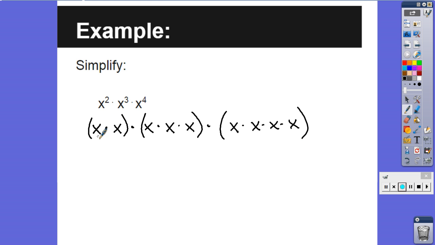So now when I look at x times x times x times x, I've got 1, 2, 3, 4, 5, 6, 7, 8, 9 of them. 9 in my pattern of repeated multiplication tells me x to the 9th power. So again, keep in mind that we have a 9 here, and we had a 2 and a 3 and a 4.